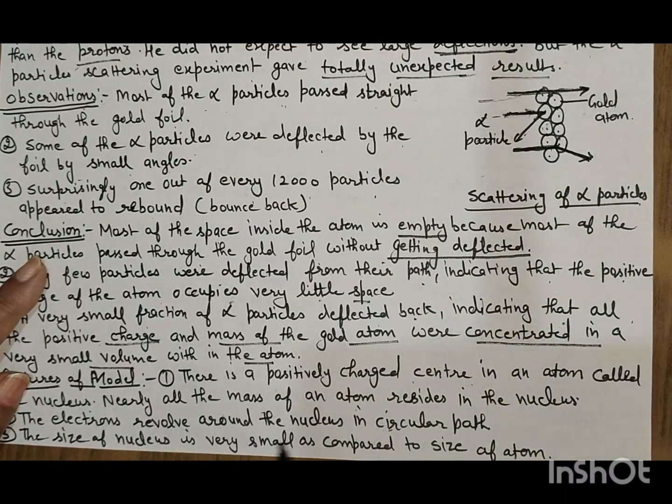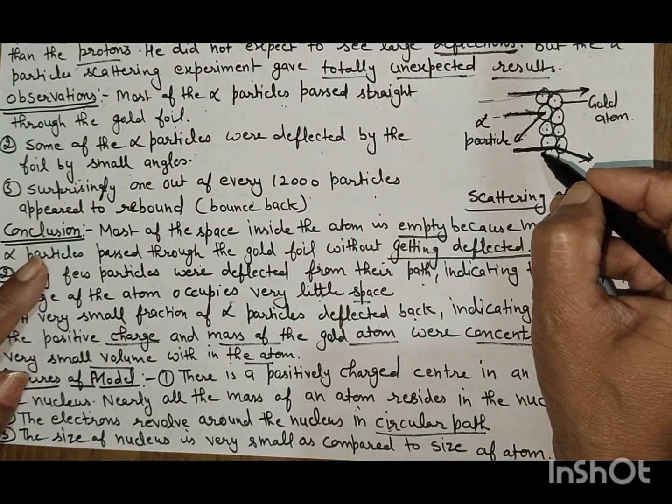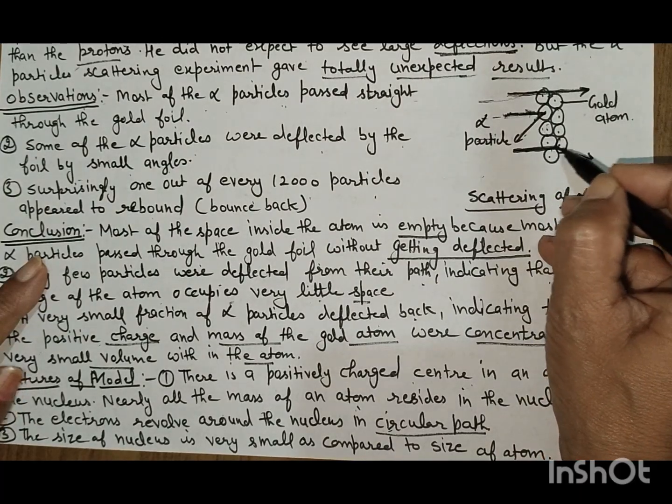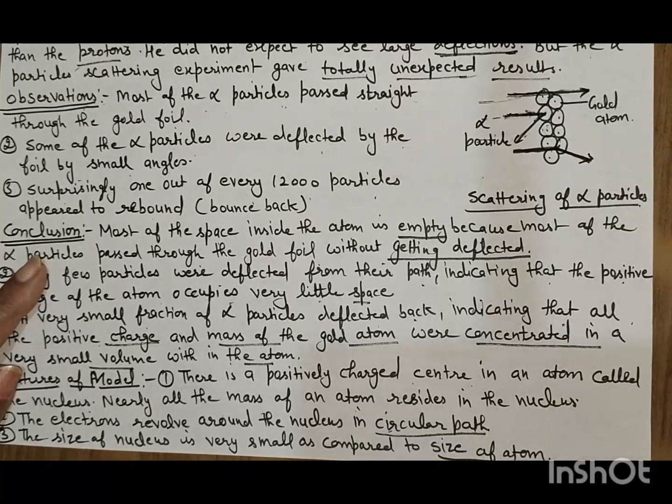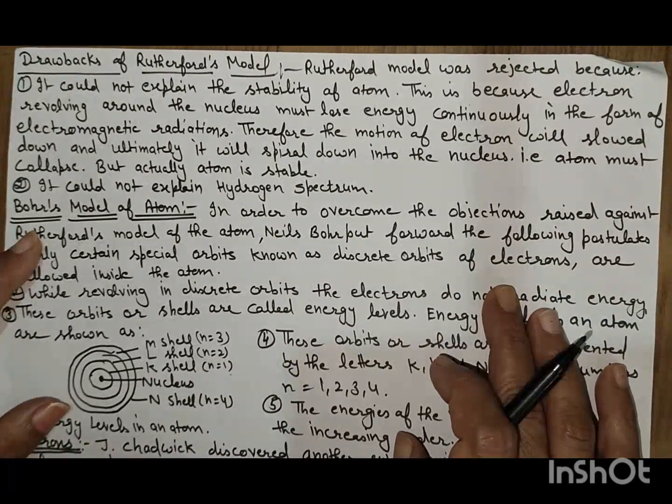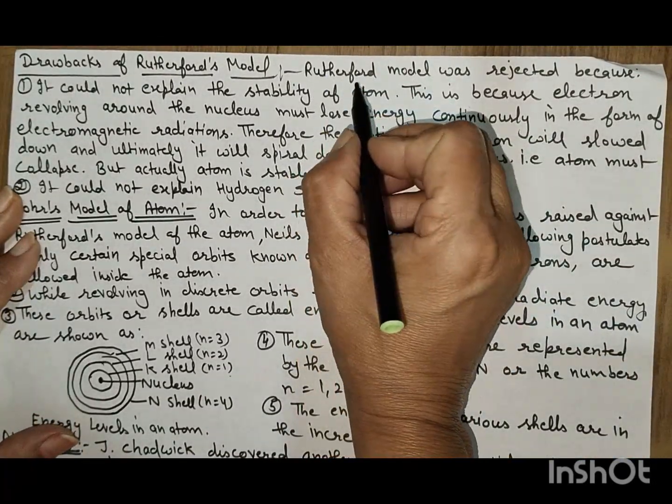The electrons revolve around the nucleus in the circular path. The size of the nucleus is very small as compared to the size of the atom. What were the drawbacks of the Rutherford model?